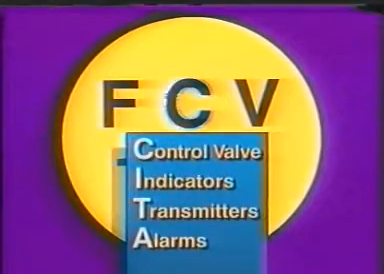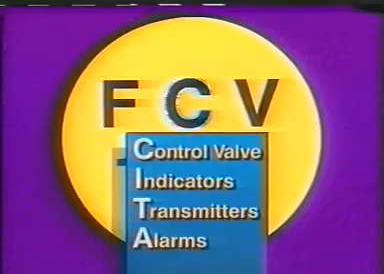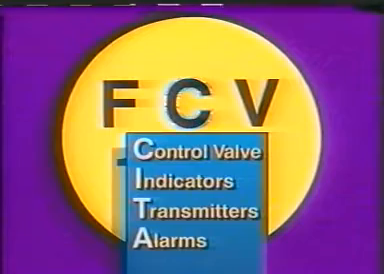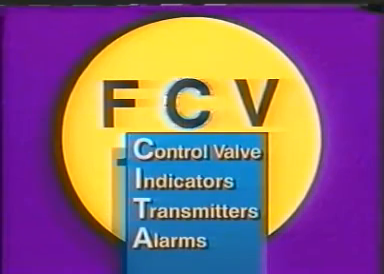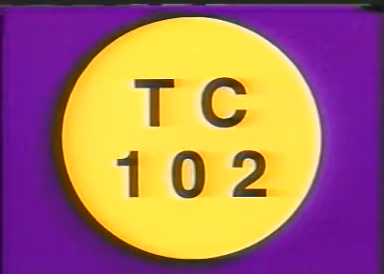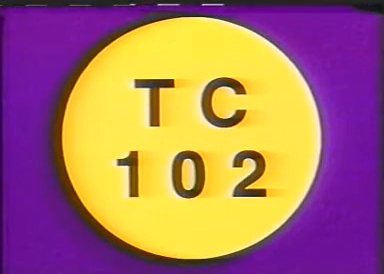Here are some possible middle letters for instrument symbols. The letter C is used for control valves. The other letters are used with indicators, transmitters, and alarms. If a controller is a blind controller, there is usually no middle letter in the symbol. For example, this symbol indicates a temperature controller that doesn't record or indicate.